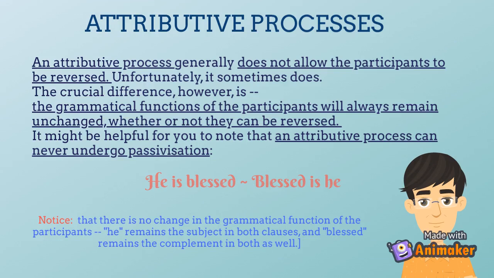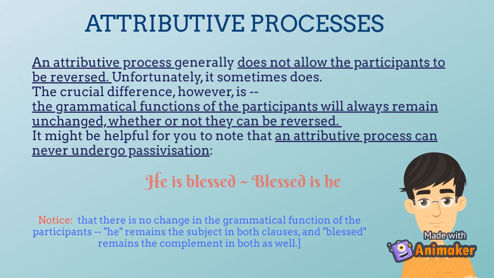Attributive processes. An attributive process generally does not allow the participants to be reversed. Unfortunately, it sometimes does. The crucial difference, however, is that the grammatical functions of the participants will always remain unchanged, whether or not they can be reversed. Also, it might be helpful for you to note that an attributive process can never undergo passivization.